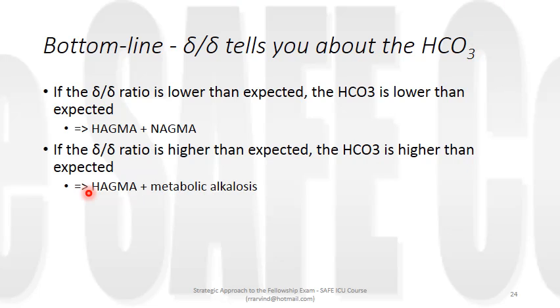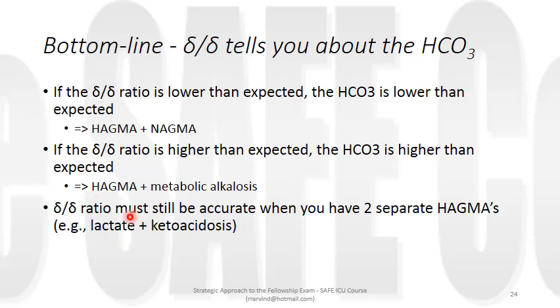And in the second instance, it means that there is a combination of a metabolic alkalosis over and above the high anion gap metabolic acidosis. One question is, what happens in a patient who has two separate high anion gap metabolic acidosis sources? For example, a patient who has a combination of diabetic ketoacidosis plus lactic acidosis, or diabetic ketoacidosis plus renal failure. Now, the delta-delta ratio itself must be accurate, because the anion gap has increased by whatever factor, and the bicarb has also fallen by the same factor.